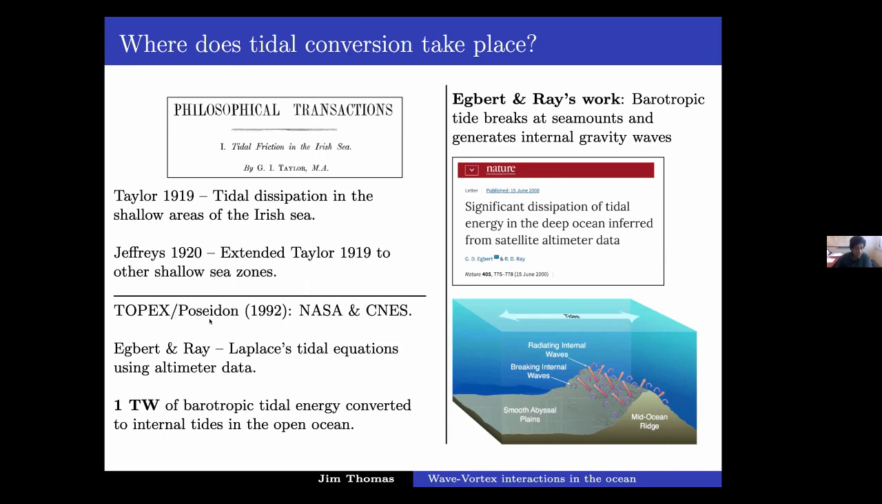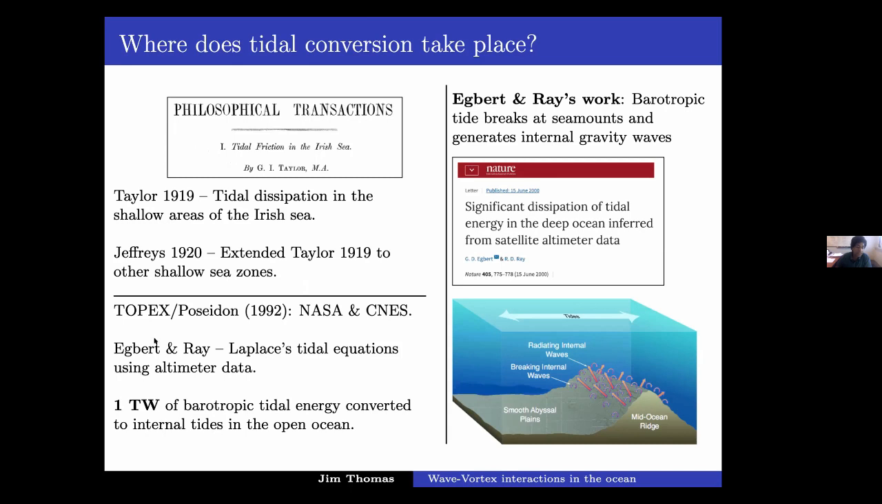The TOPEX Poseidon mission was a landmark satellite mission, a joint mission between the United States and French space agencies. This mission was a landmark in oceanography because it provided oceanographers satellite altimeter data sets for the entire ocean surface. So the entire ocean surface, or the surface topography of the oceans, could be mapped.